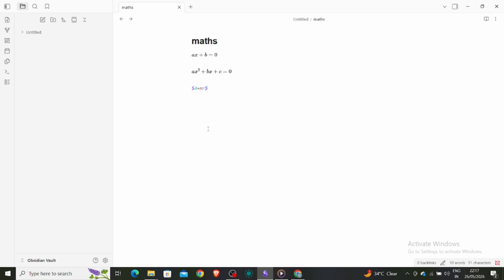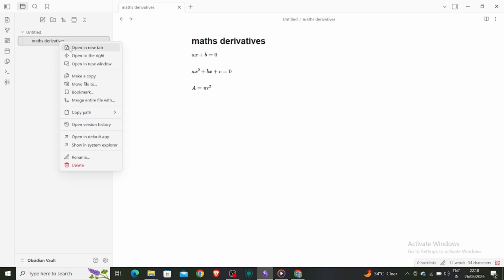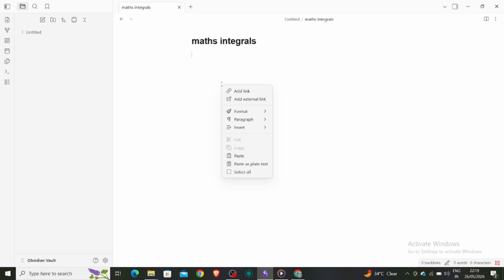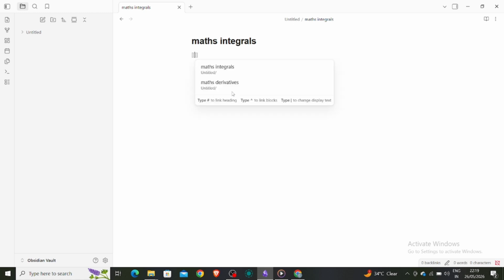For statistics and probability courses, you can create summation symbols, Greek letters, integrals, and advanced mathematical notation. Obsidian supports a wide range of LaTeX functionality, making it suitable even for university-level mathematics and scientific work. You can also link mathematical notes together using Obsidian's internal linking system. For example, a note about derivatives can link to notes about limits, functions, integrals, and differential equations. Over time, this creates a powerful network of interconnected mathematical knowledge.